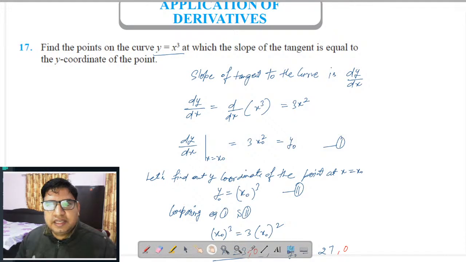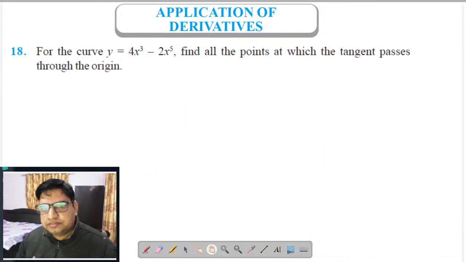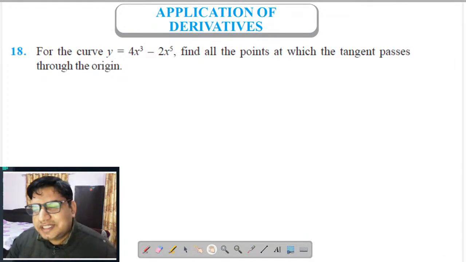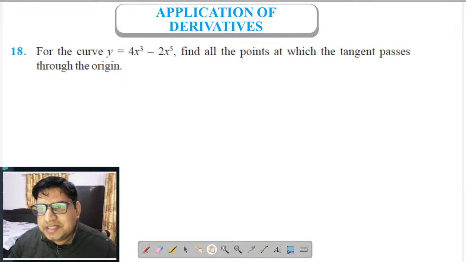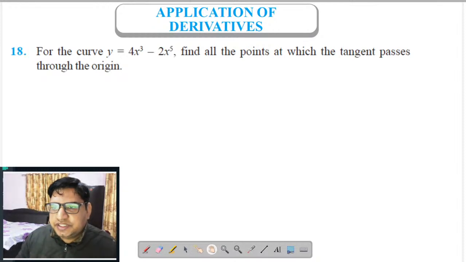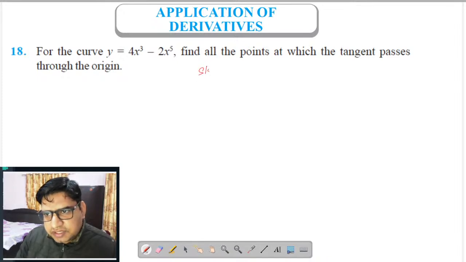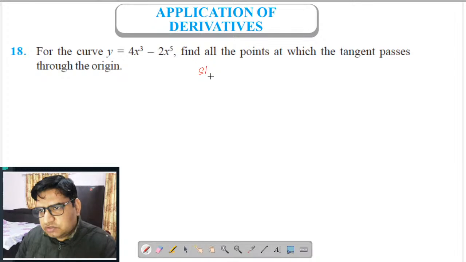Let's try to solve one more question from the same topic. Here we have: find all the points at which the tangent passes through the origin. Tangent passes through the origin, it means the equation of the tangent line should have the point 0, 0 on it. So we'll simply use that property. Before we write down the equation of tangent to the curve, we'll write out the slope of tangent to the curve.